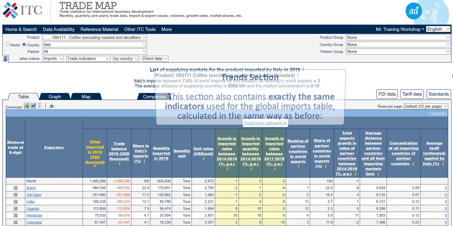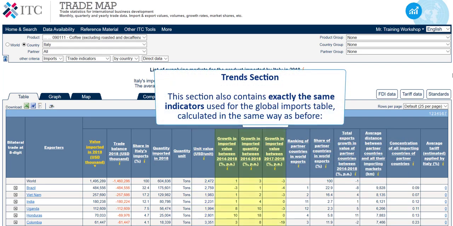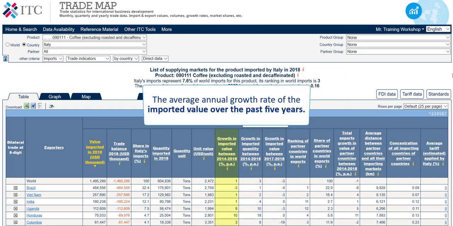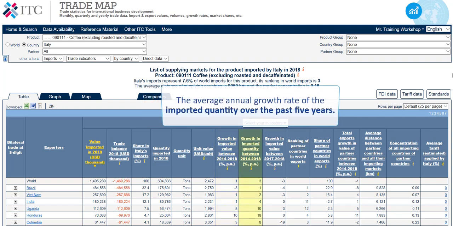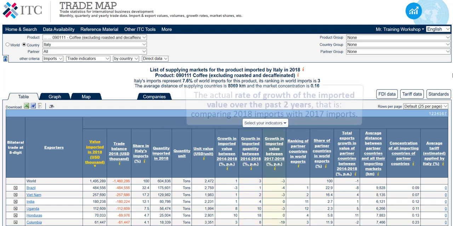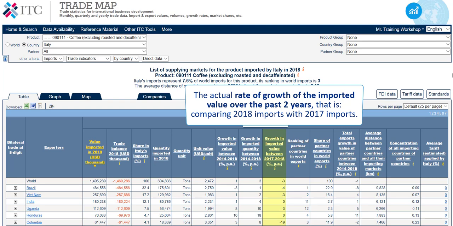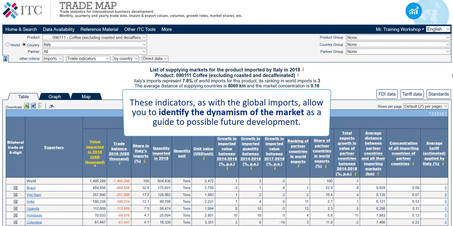The next 3 columns comprise the Trends section. This section also contains exactly the same indicators used for the Global Imports table, calculated in the same way as before: the average annual growth rate of the imported value over the past 5 years, then the average annual growth rate of the imported quantity over the past 5 years, and, finally, the actual rate of growth of the imported value over the past 2 years. That is, comparing 2018 imports with 2017 imports. These indicators, as with the global imports, allow you to identify the dynamism of the market as a guide to possible future development.